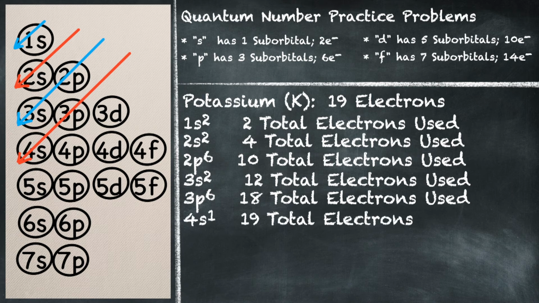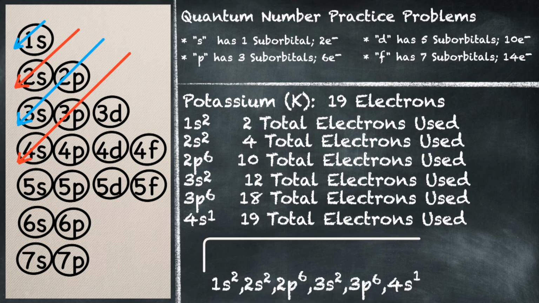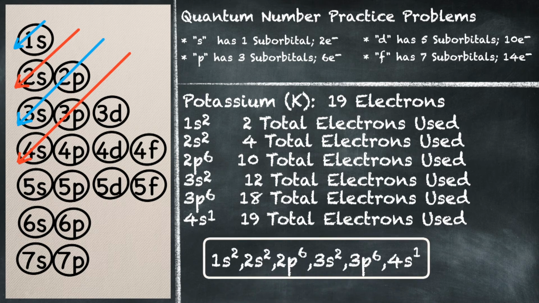Now we're at our 4s. We only need 1. We don't need to fully fill it up. Because we're at 18 and we need 19 electrons, that's going to be 4s1. That gives us a full configuration of 1s2, 2s2, 2p6, 3s2, 3p6, 4s1.